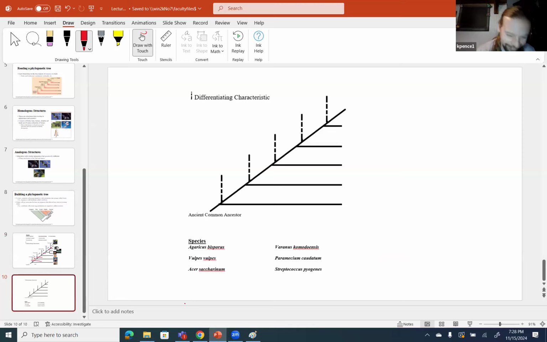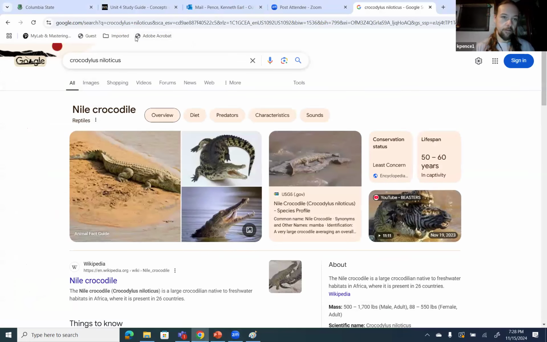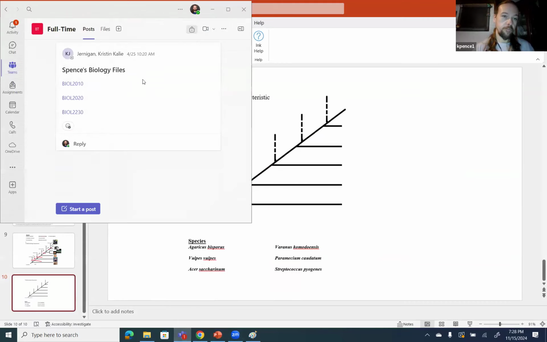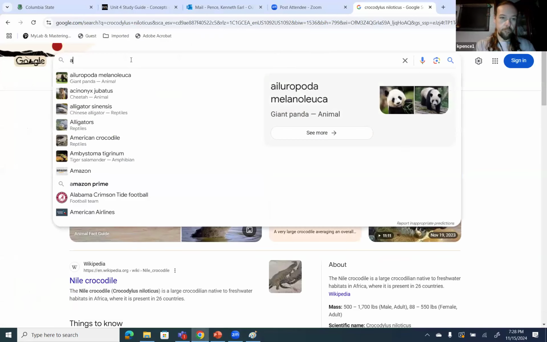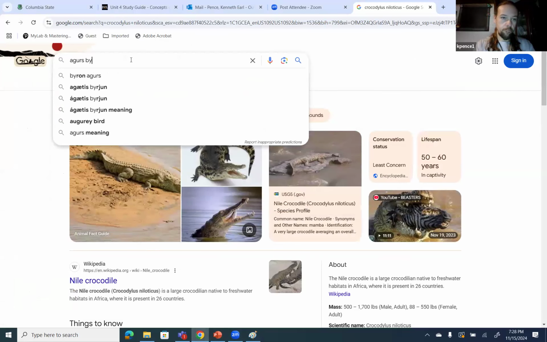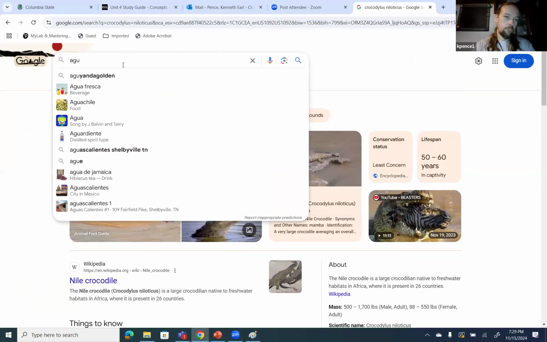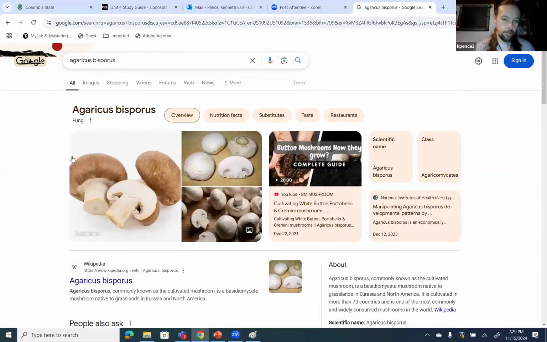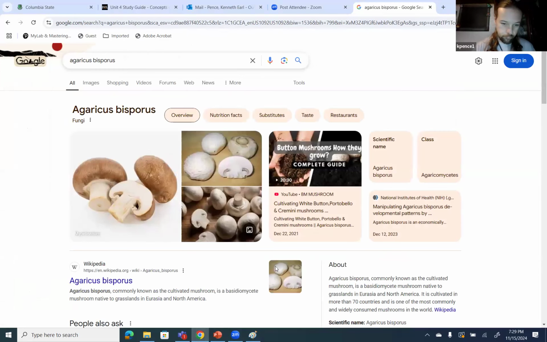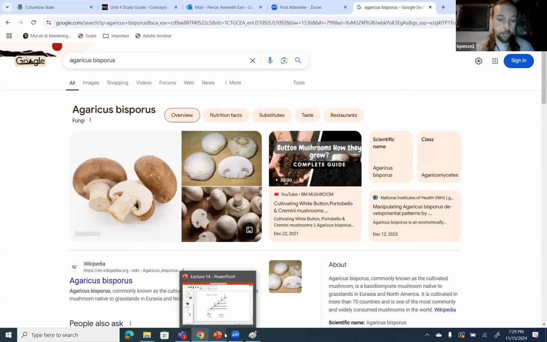Okay, I do have one more. This one's a little more difficult though. That one was all animals. I'm gonna throw some weird stuff in there. How about that? Let's see. What was that first one? Agaricus bisporus. Okay, we're gonna do mushrooms. You can do this with anything that's alive. Remember that.